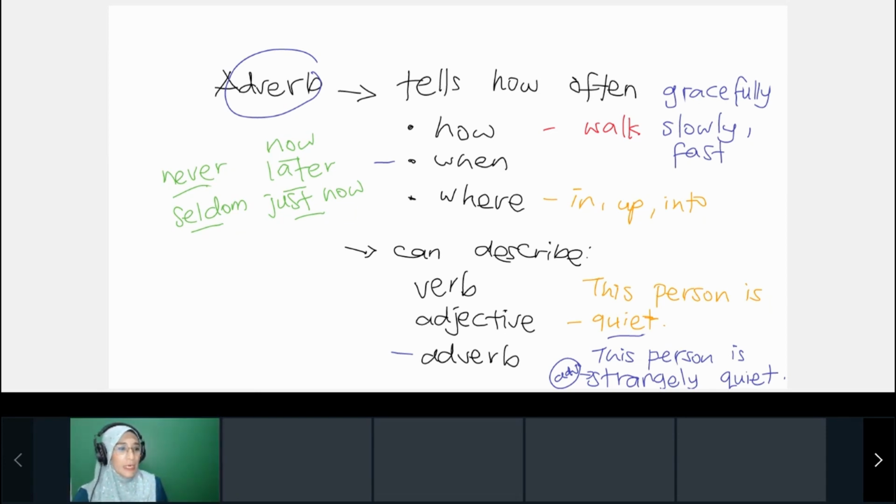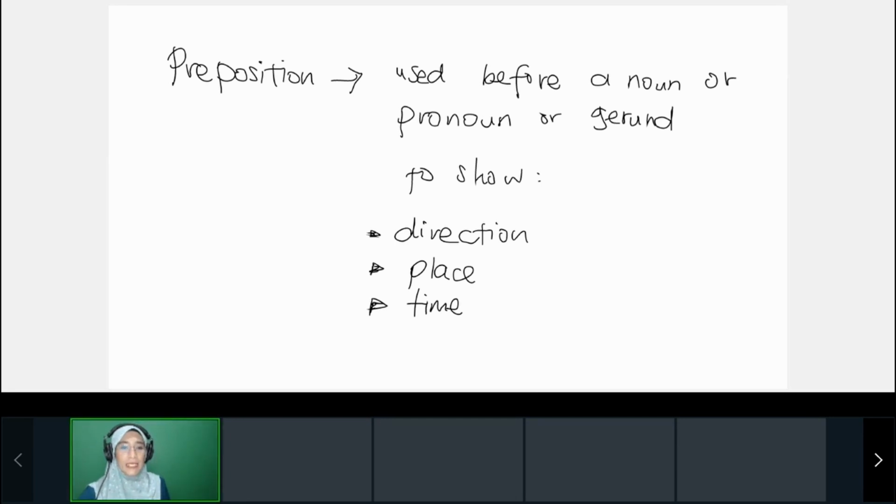All right. Now, next one, a preposition. A preposition is used before a noun or a pronoun, or it can be a gerund. A gerund, in simpler terms, is a verb plus ing, like reading. Reading is fun. Playing sports is a must. You know that. So a preposition can be a word to show direction, to show place, or to show time.